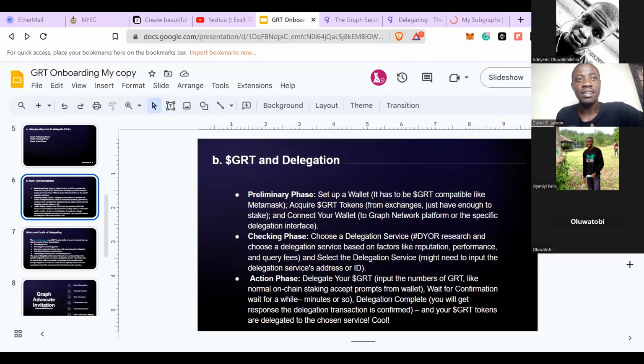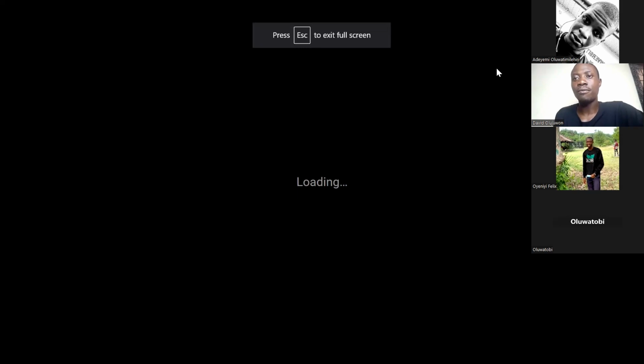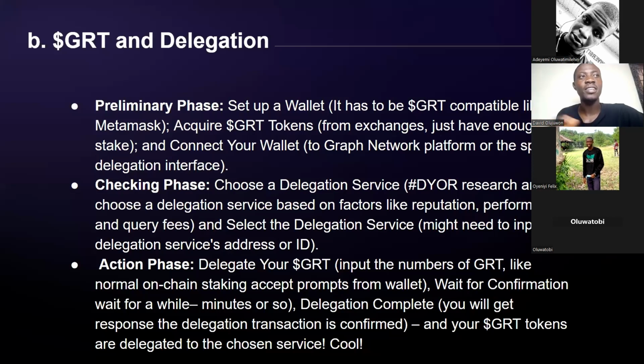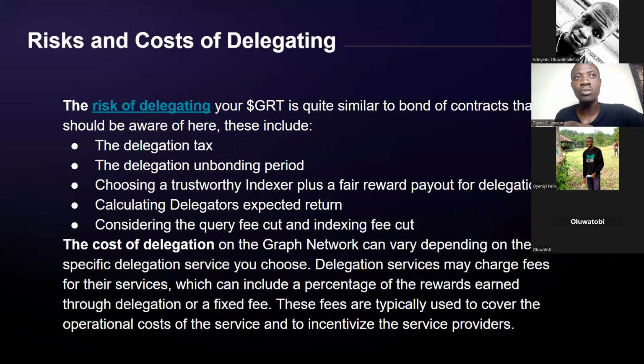When you've connected your wallet and your GRT tokens are staked or delegated, you have to wait for a maturation time, which is something you have to be aware of. That is a risk of delegation. The risk of delegating your GRT token is quite similar to bond contracts. These risks include delegation tax, because it's becoming more and more obvious, with the United States Securities and Exchange Commission and all the back and forth, that, in my own opinion, I may be wrong or right, it is to establish some regulatory policies that will favor the SEC more, and allow crypto to thrive within the United States.